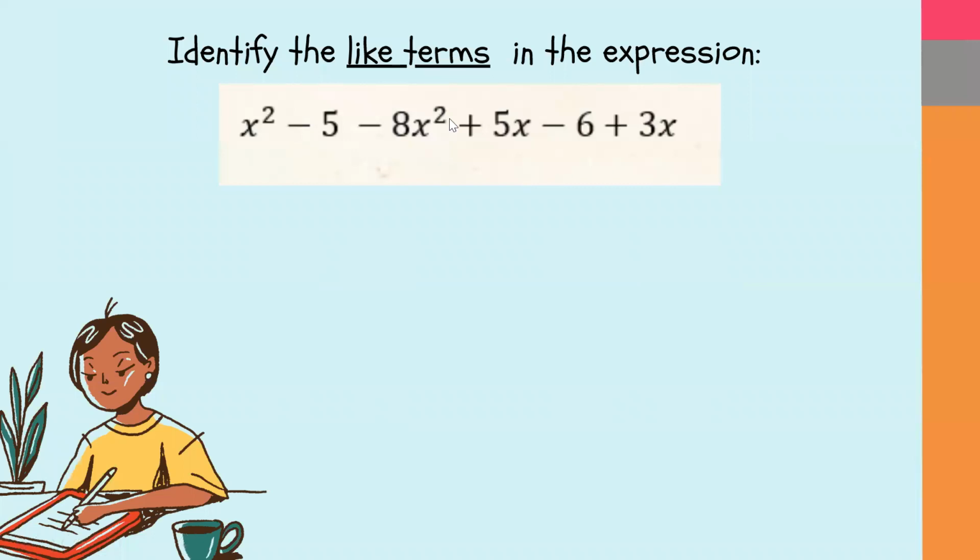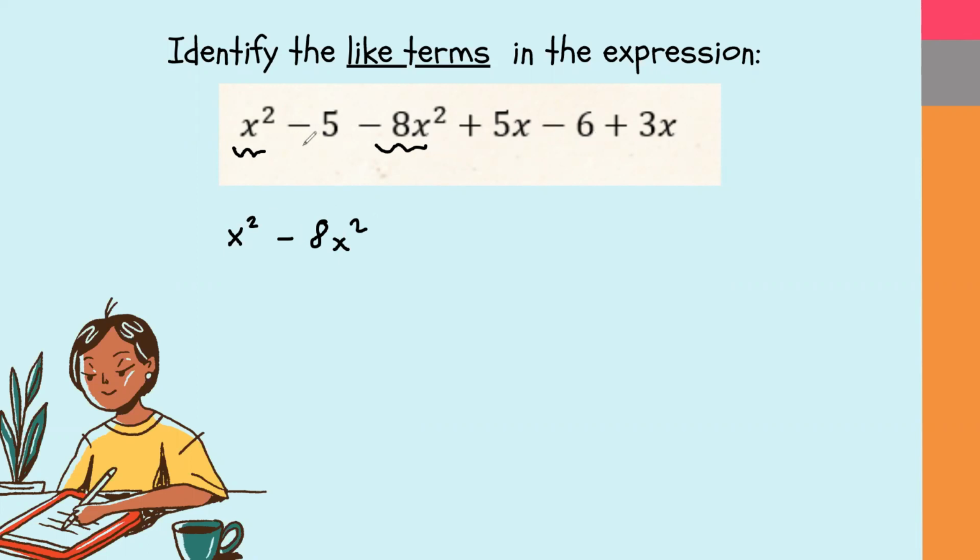So here we're asked to identify the like terms in the expression. I'm going to use different colors for this. Here we have x squared minus 5 minus 8x squared plus 5x minus 6 plus 3x. So what I'm going to do is start here on the left, and I have an x squared. So I want to find something else that has an x and a squared at the top. So here I have minus 8x squared. Here's another one, so I write it right here. Then I go down again, plus 5x minus 6 plus 3x. Nope, that's about it. So I'm going to go on to the next thing.